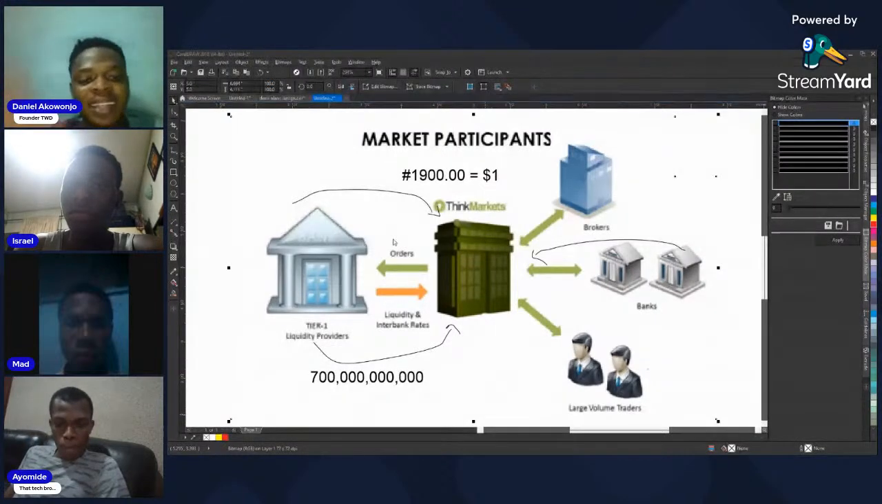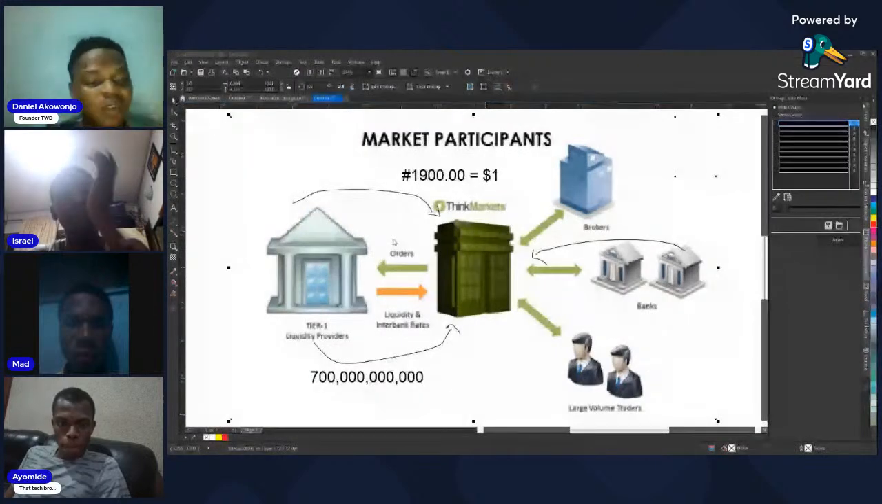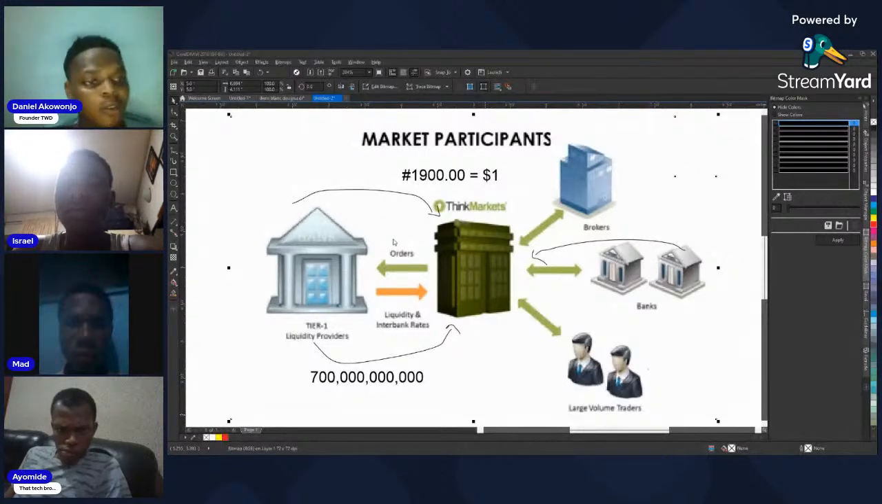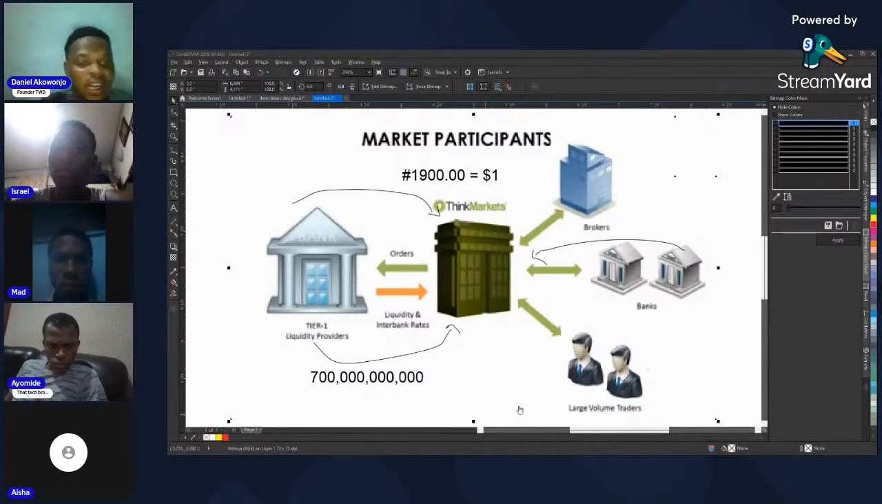Now, this market as a whole comes from every activity individuals do. If you are buying a good, you are buying a dollar, you are traveling abroad, you have to convert your currency from naira to dollar and things like that. Those things actually take place in the market. Those activities that you think is just the normal changing of currency, no, it's not. It's actually having an effect on the market as well.